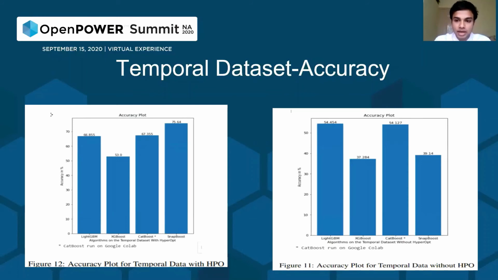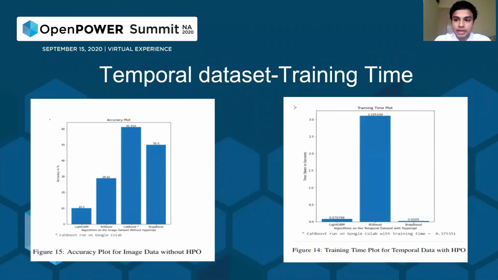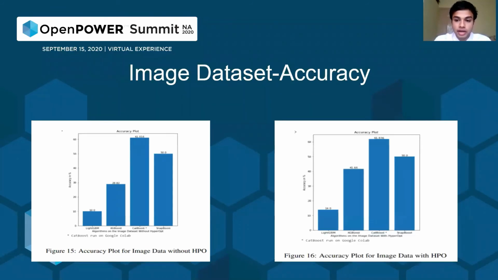Once again, here are the HPO graphs. Now, for the training time plots, SnapBoost once again beats them all to the finish in both cases. Finally, we examine the performance on the image dataset, observing the accuracy plots for both the cases we have.